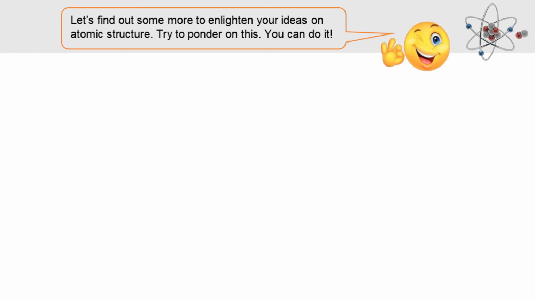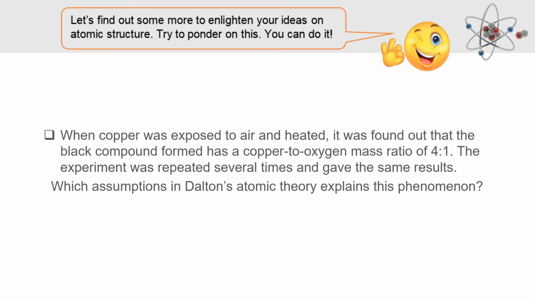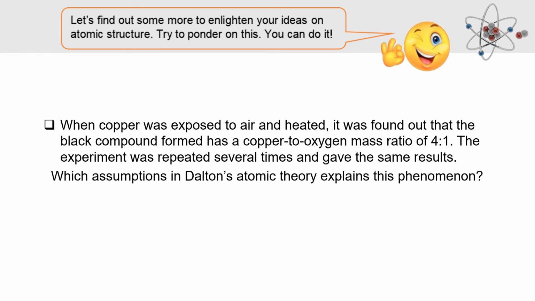Let's find out some more to enlighten your ideas on atomic structure. Try to ponder on this. You can do it. When copper was exposed to air and heated, it was found out that the black compound formed has a copper to oxygen mass ratio of 4:1. The experiment was repeated several times and gave the same results. Which assumption in Dalton's atomic theory explains this phenomenon?